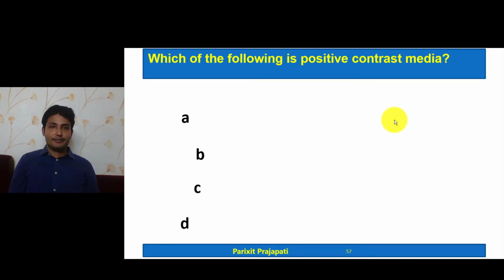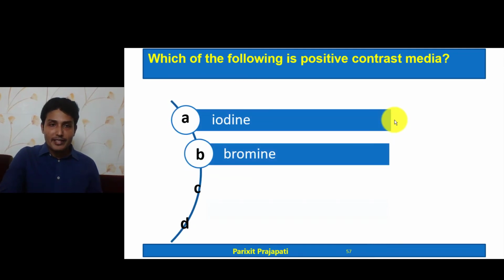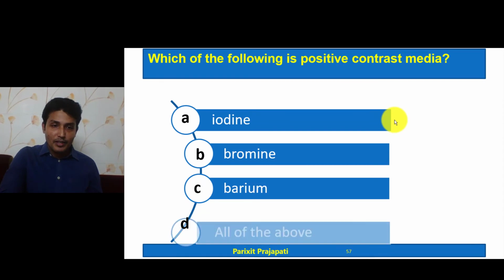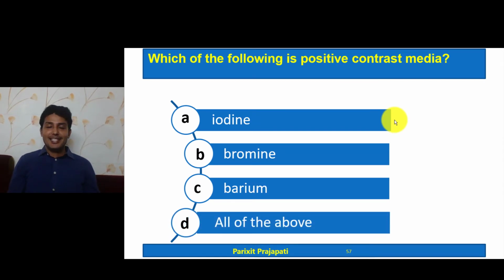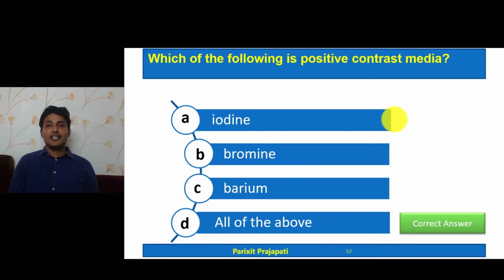Now a question. Which of the following is a positive contrast media? Iodine, bromine, barium or all of the above. We said that iodine compounds, bromine compounds and barium compounds are positive contrast media. So the correct answer is all of the above.